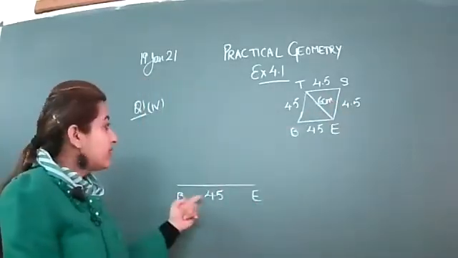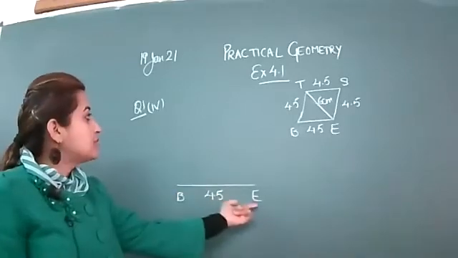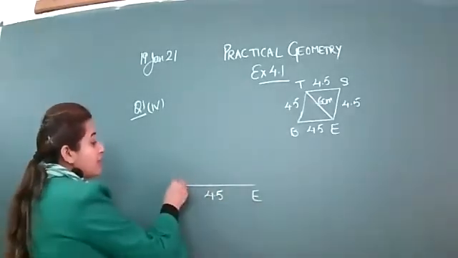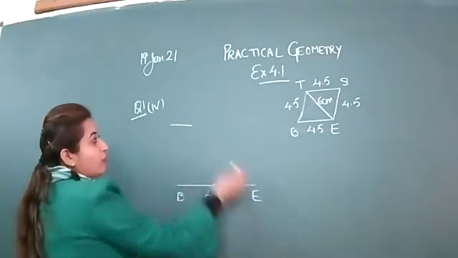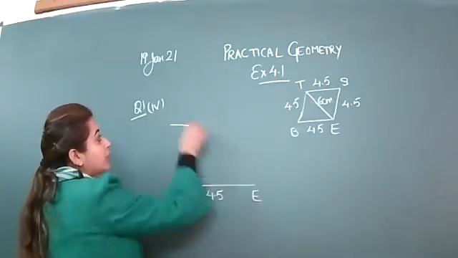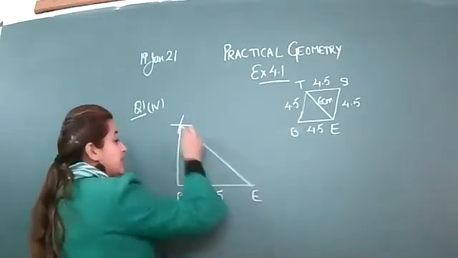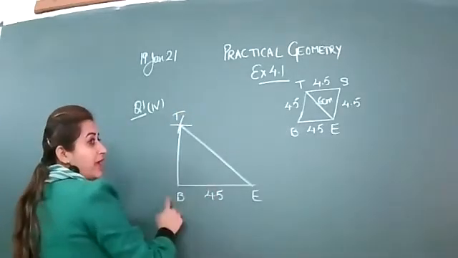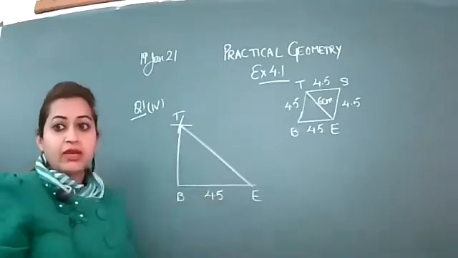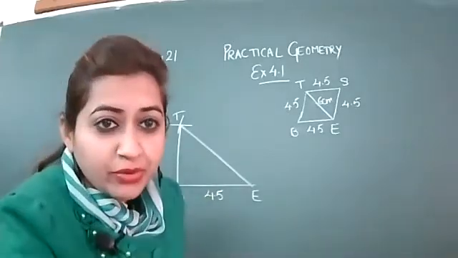So in the similar manner, let's start with the base. Base is BE, that is 4.5. From B, you will put an arc of 4.5. From E, you will put an arc of 6. And you will join this. This will give you triangle BET. Hurry up, beta. Do it.